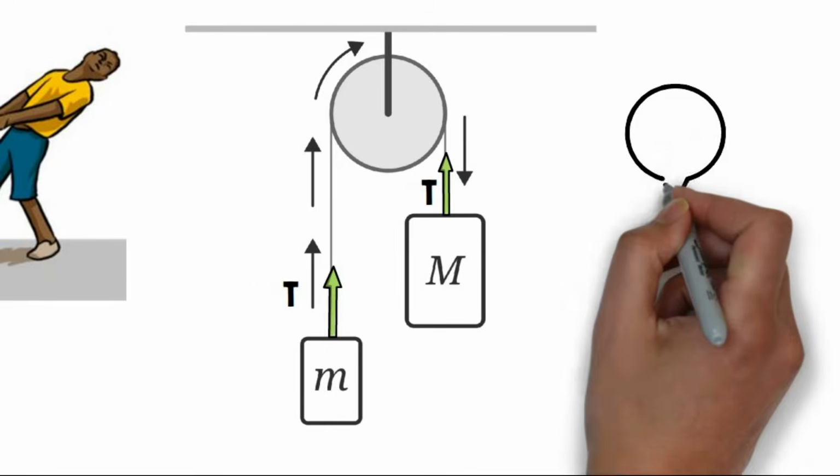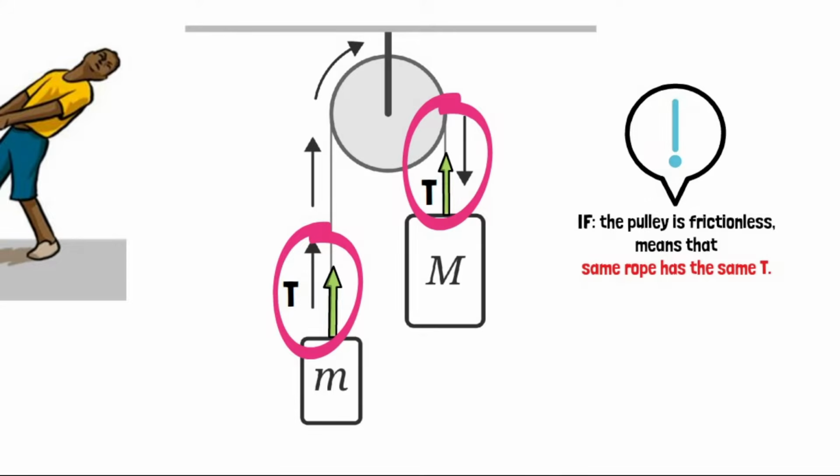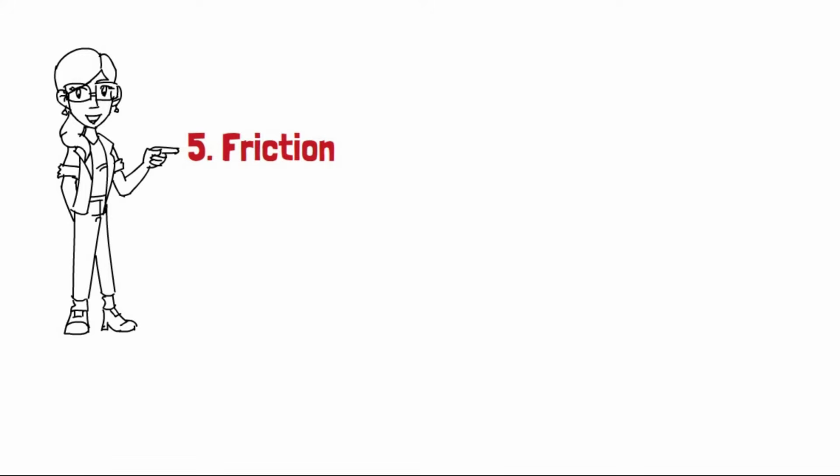Okey, sekarang kena ingat, di mana if the pulley is frictionless, means that same rope has the same T. Untuk chapter 4, nilai T yang berada pada mass yang pertama adalah sama dengan nilai tension yang berada pada mass yang kedua. That's why banyak soalan dalam chapter 4 dia akan mention the pulley is frictionless. Okay? Dan force yang terakhir adalah frictional force, where the equation is F equal to mu N.